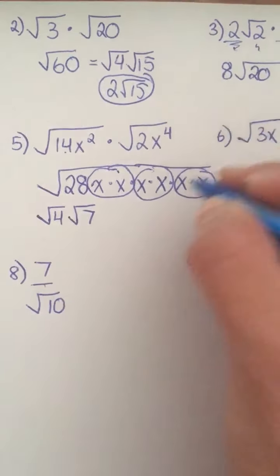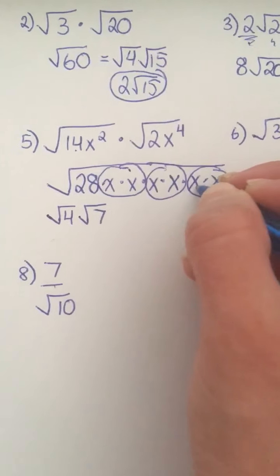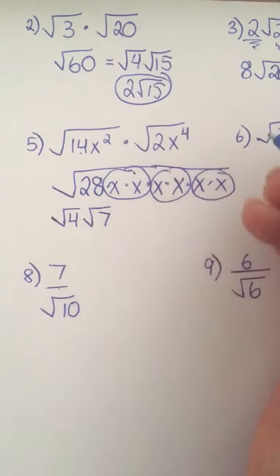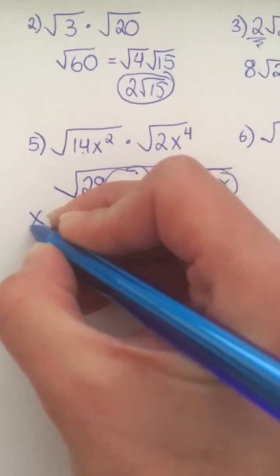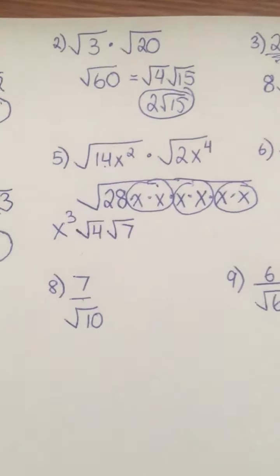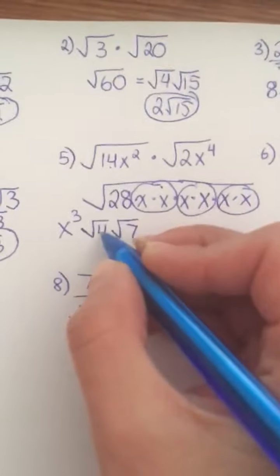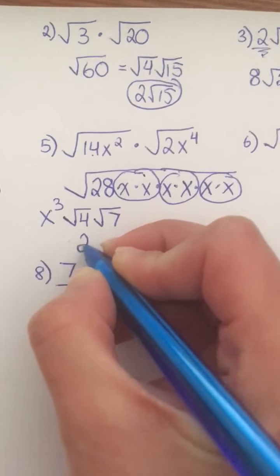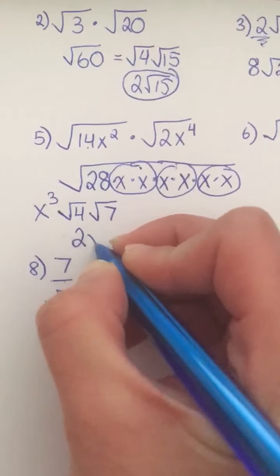So since we have 3 groups, that means we're going to pull out also x to the 3rd. So it means we're going to need an x to the 3rd on the outside in our answer. And now we can simplify. So square root of 4 is 2. And x to the 3rd is also on the outside.